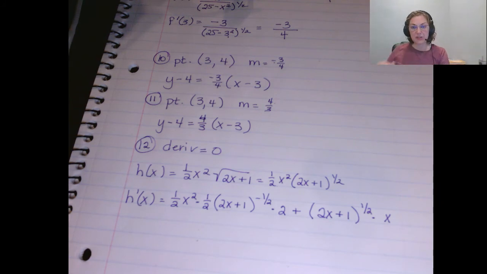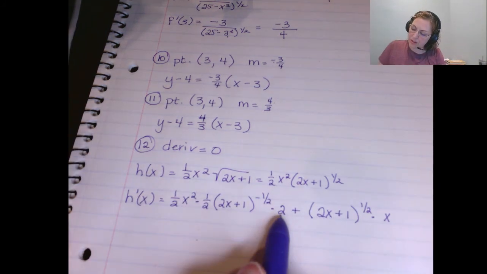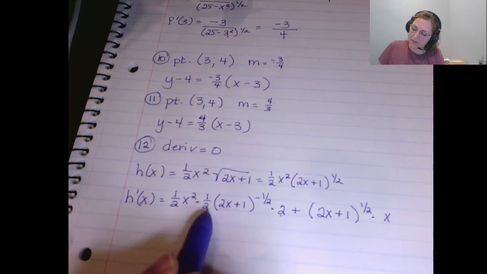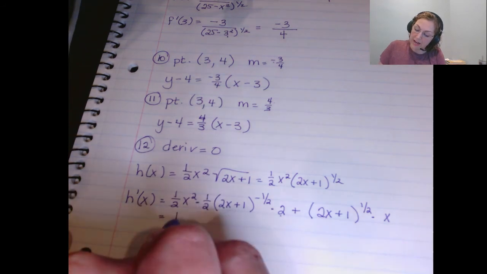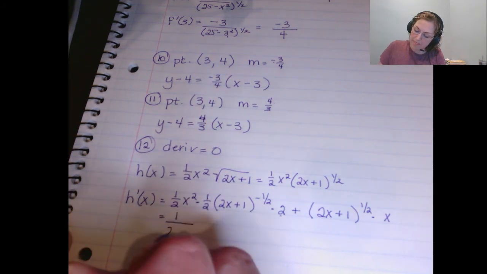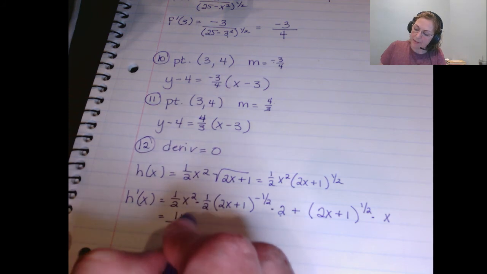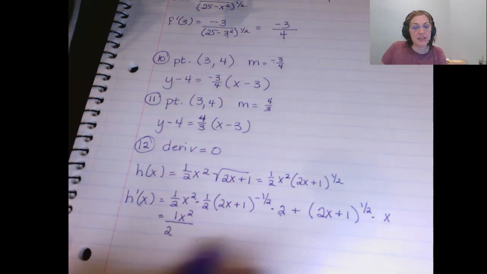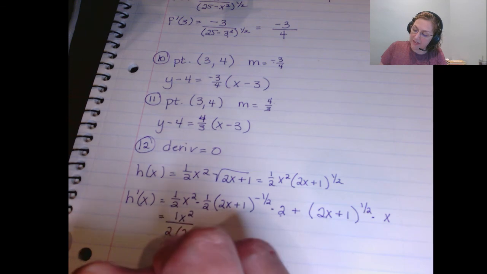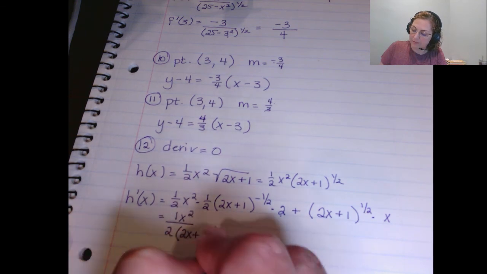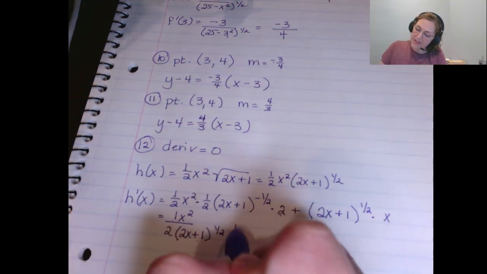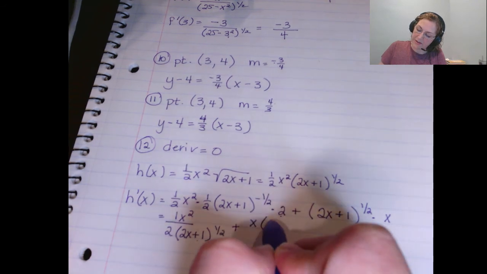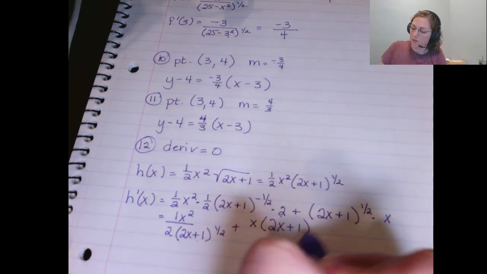Let's clean it up a little bit so it becomes clear to us. So the 2 is coming in front to multiply with these halves. So I'm still going to have a 1/2. I've got an x squared on top. And then this guy is coming to the denominator because of the negative exponent. And then I've got x times 2x plus 1 to the 1/2 power.